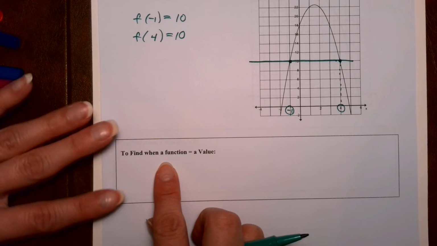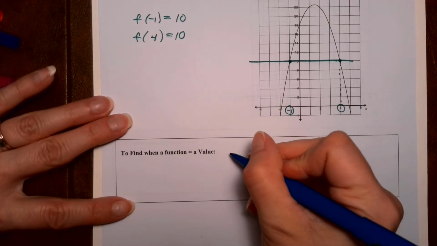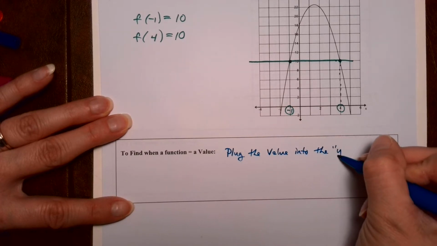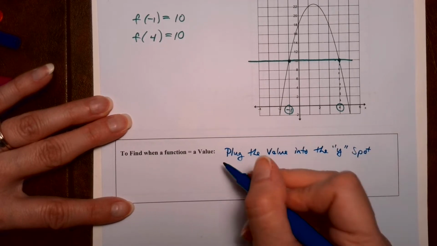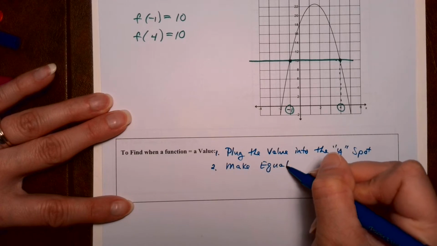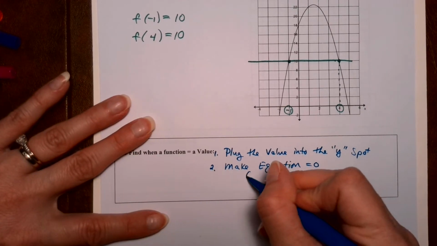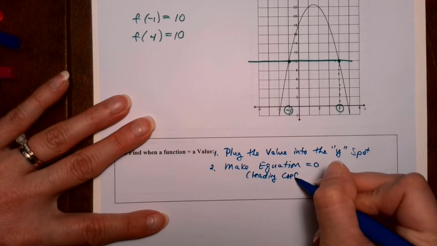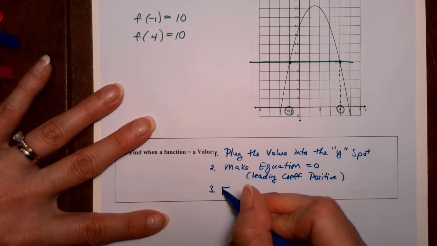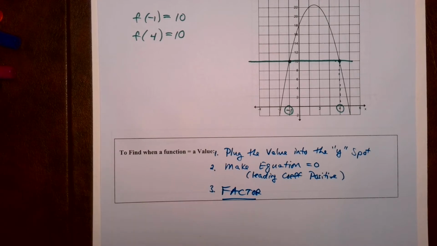So how do you do the work when you want to find when a function equals a value? Here's what we do. Step 1, plug the value into the y spot. Step 2, make the equation equal to 0, and move everything where your life is easy. Always try to make the leading coefficient positive. And then show off those awesome factoring skills. Factor away. Okay, let's go to the next page.